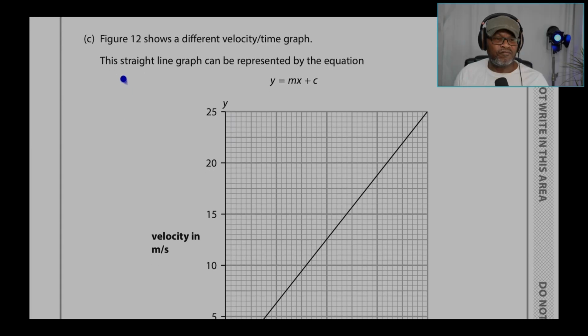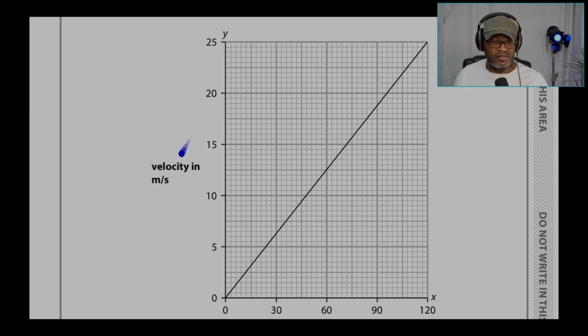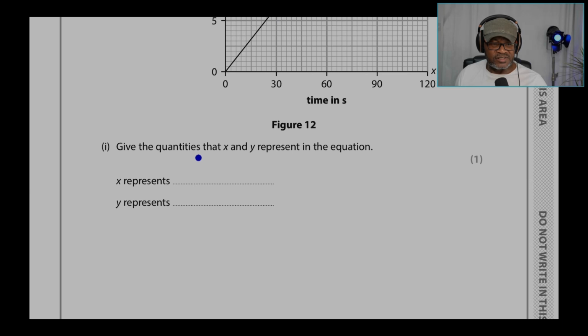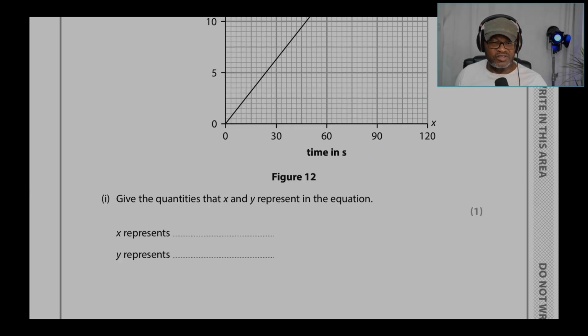Part C. Figure 12 shows a different velocity time graph. The straight line graph can be represented by the equation y equals mx plus c. So your y is the velocity in meters per second, and your x is your time in seconds. Give the quantities that x and y represent in the equation. Well, this is your x-axis, so that's your time. So we write time there, and your y-axis will represent the velocity.